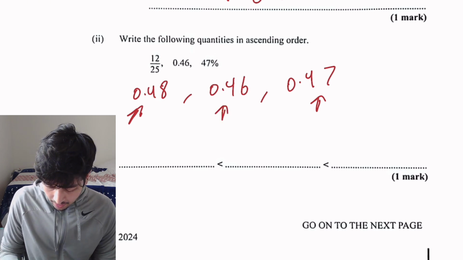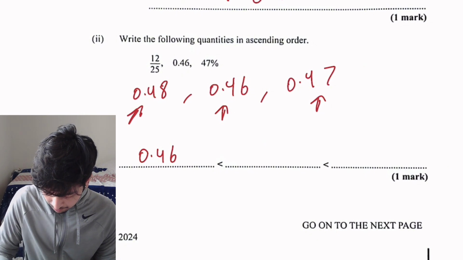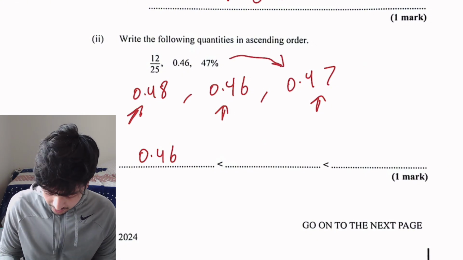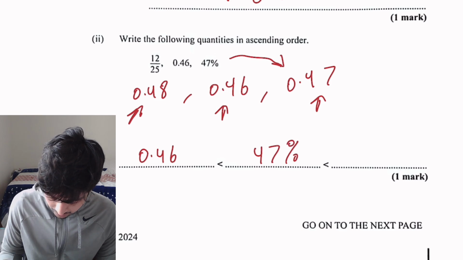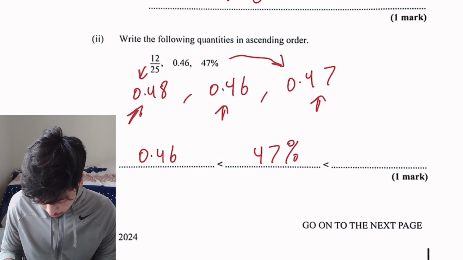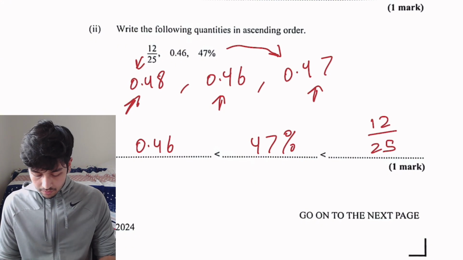So in ascending order, 0.46 will be here, then 0.47. But this is really 47% because that's how they presented it in the question. So 47% is next. And then this one is the biggest one, 0.48, so 12 out of 25. So that would be the answer for part 2.